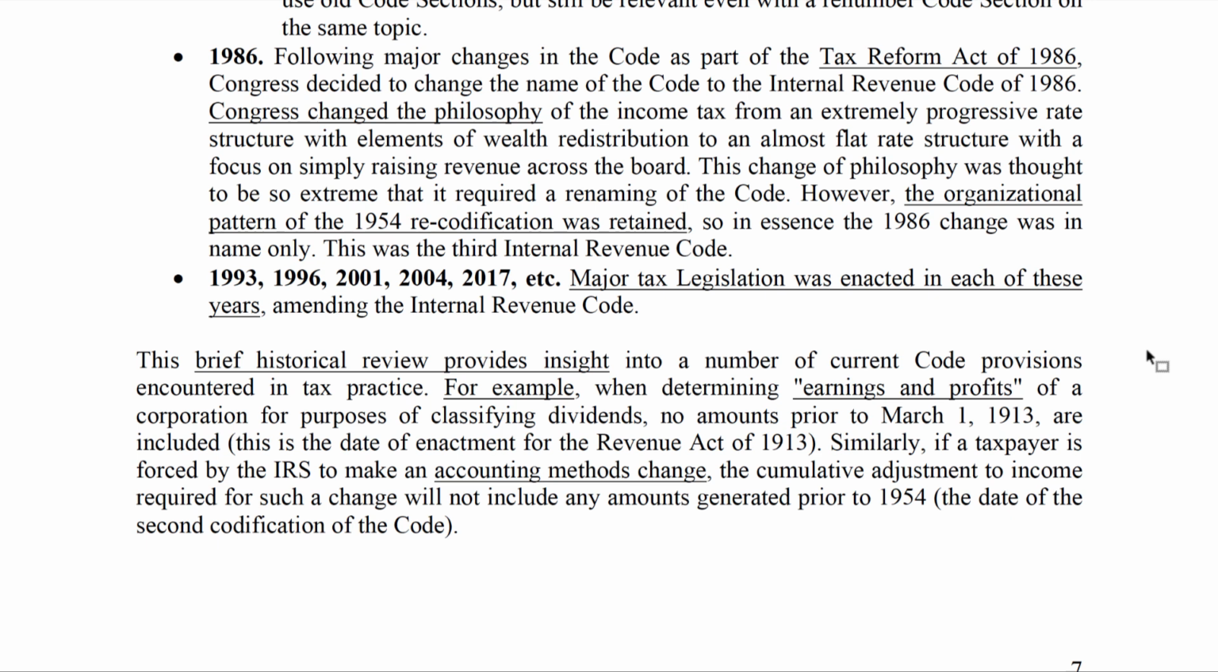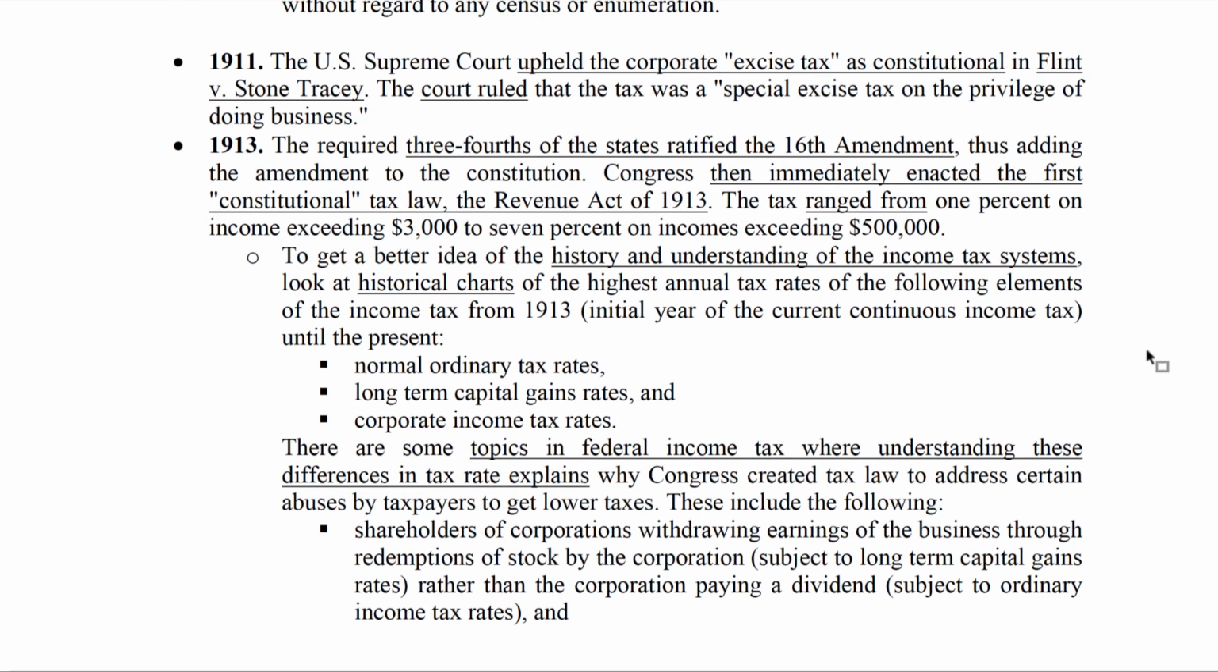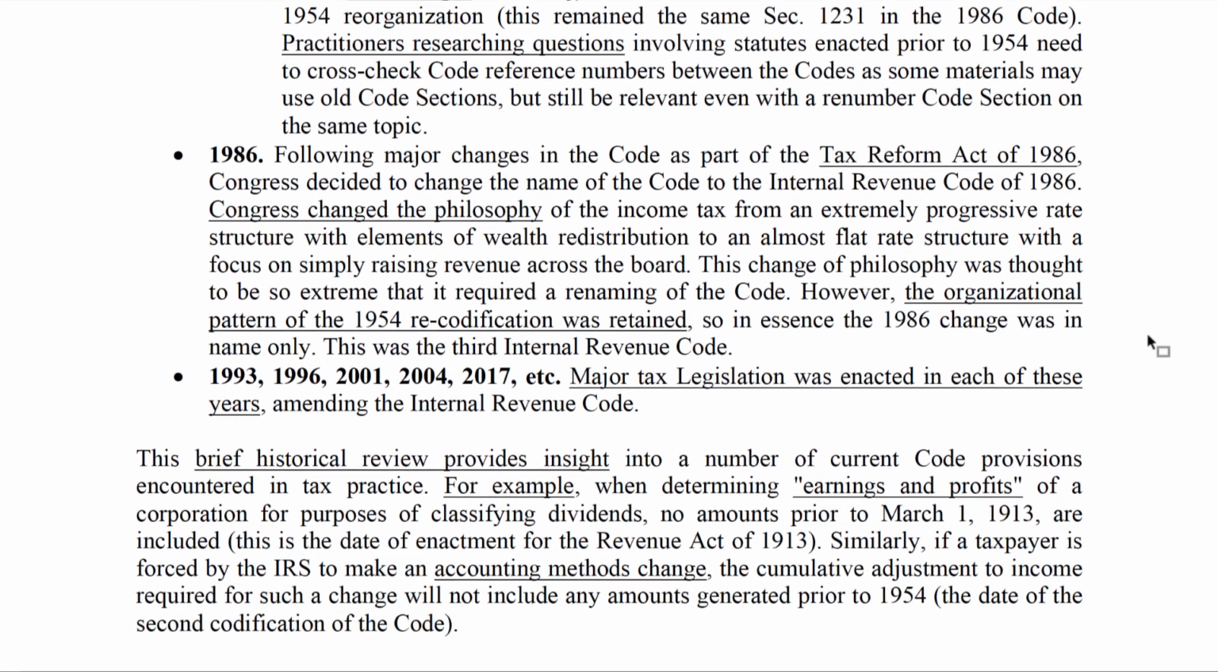Now, whenever you're reading the tax law, you're going to see that some key dates are referenced. For example, when you look at code sections 316, 317, 312, dealing with earnings and profits. Earnings and profits, it specifically says in the tax law, for purposes of classifying dividends, no amounts prior to March 1st, 1913 are included. Now, why is 1913 significant? Because as we saw, 1913 is when we have our first income tax law. That's constitutional, after the 16th Amendment. That's our first continuous, right? That's the year of the first continuous income tax law.